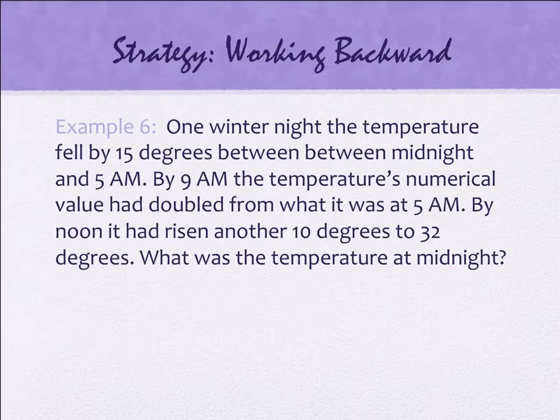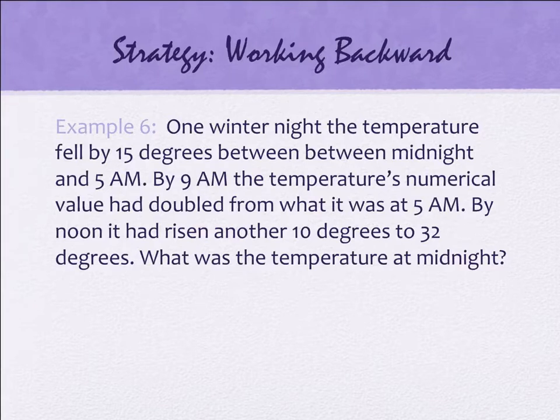This is a lovely example of working backwards. I think it's a fun one. It says, one winter night, the temperature fell by 15 degrees between midnight and 5 a.m. By 9 a.m., the temperature's numerical value had doubled from what it was at 5 a.m. By noon, it had risen another 10 degrees to 32 degrees. What was the temperature at midnight?